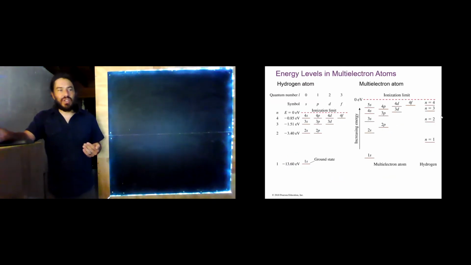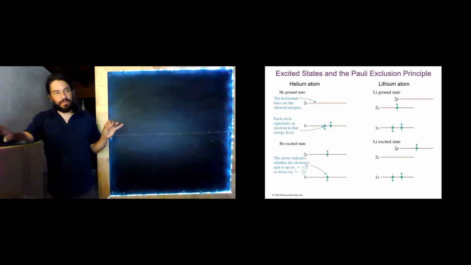In other words, for multi-electron atoms, the ground state might involve electrons up into these higher levels because you cannot just cram them all into the lowest energy level. So the ground state might include electrons in the 3s if you've got enough electrons to fill it up. Whereas for hydrogen, the ground state is always the 1s.